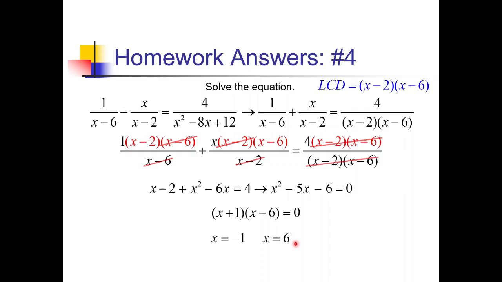Do those both work if I plug them back in? Well, negative 1 doesn't give me 0 in any of the denominators, so that one's actually okay. 6, however, 6 minus 6 is an issue because that gives us 0 in this first fraction. So that one actually makes this undefined and we have to lose it, which means only x equals negative 1 is an answer.